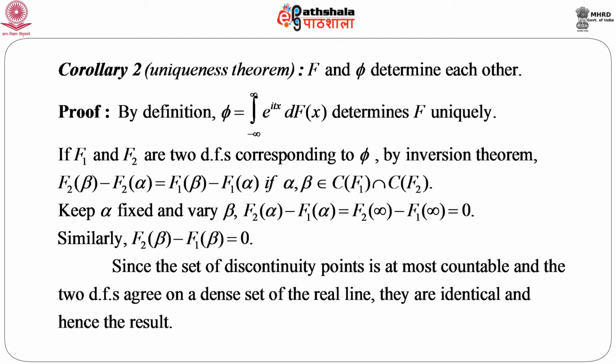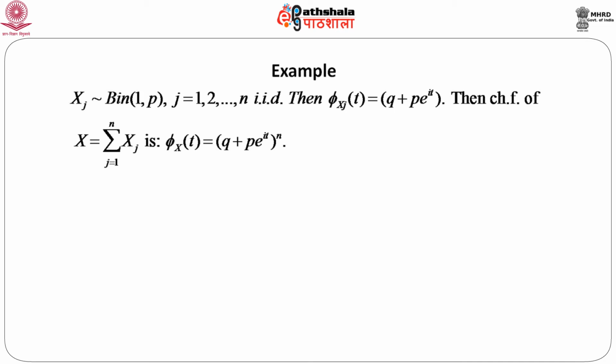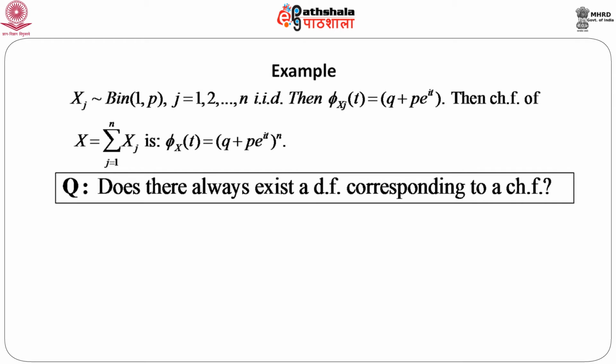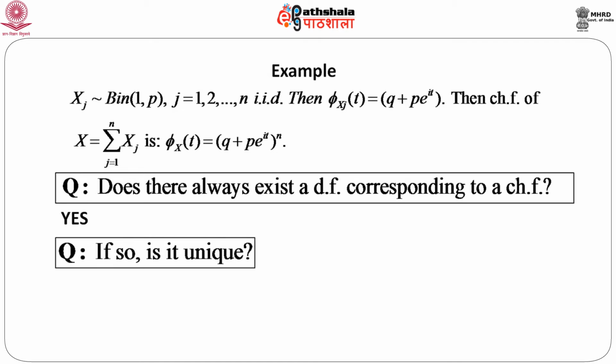and so we get the uniqueness theorem, which states that f and phi determine each other uniquely. So, let us consider the previous example of X_j, where X_j follows binomial(1, p), and we know that capital X has the characteristic function (q plus p e to the power i t) whole to the power n. So, the question was, does there always exist a distribution function corresponding to a characteristic function? Answer is naturally yes. Next question, is it unique? The answer is naturally yes, based on the inversion theorem and the uniqueness theorem.